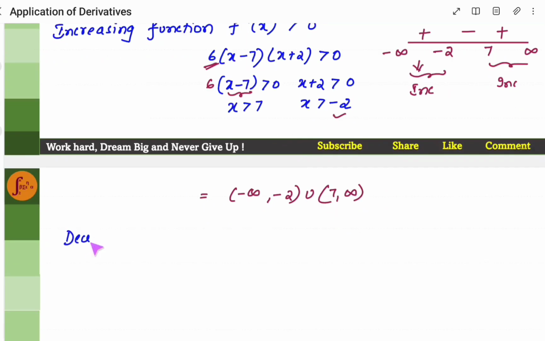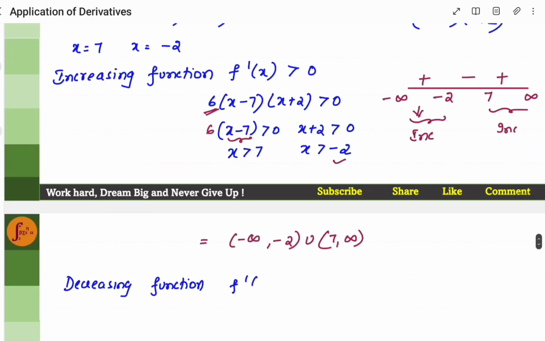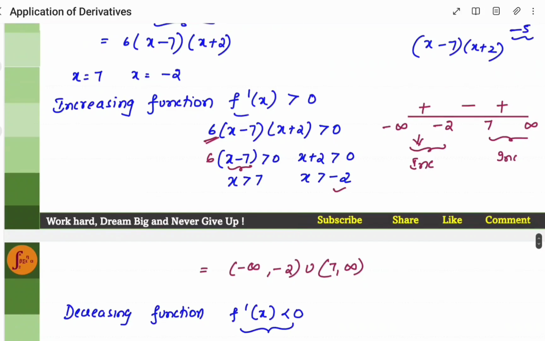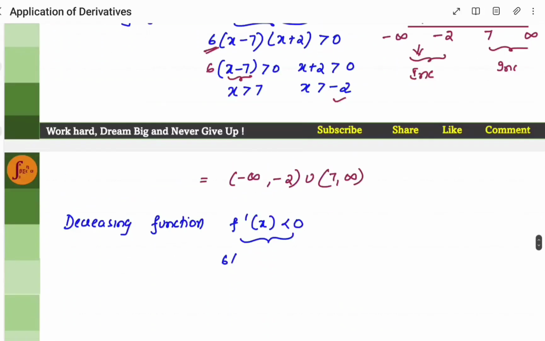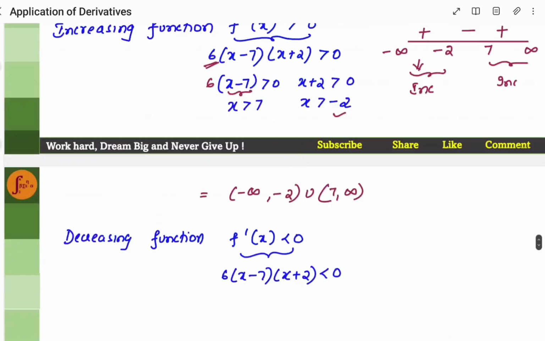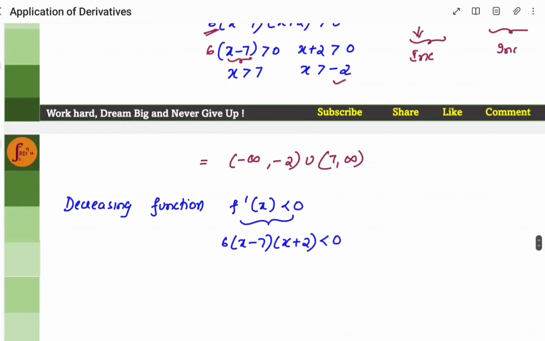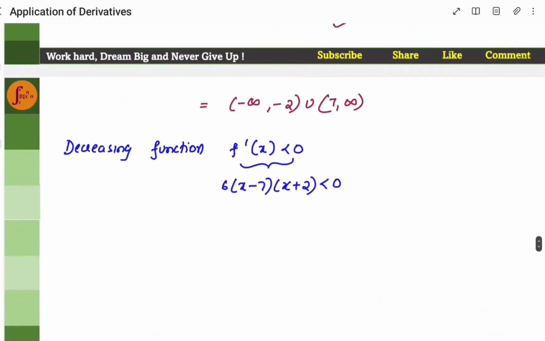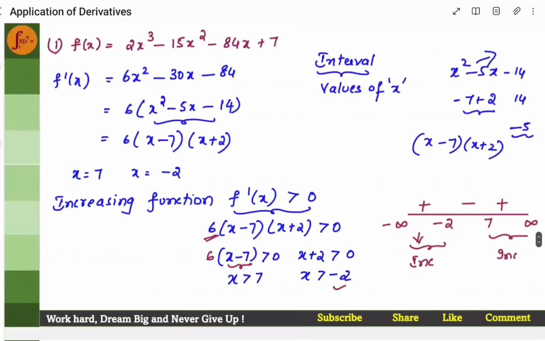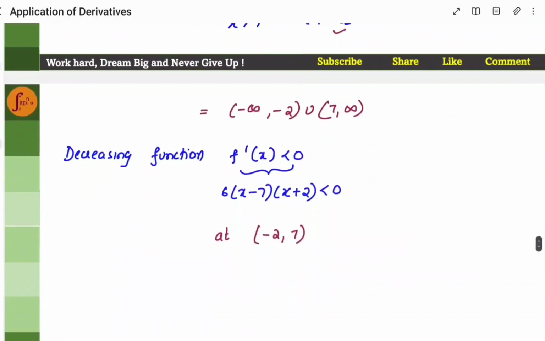Now similarly we'll have to do the decreasing function. What is a decreasing function? Derivative would be less than 0. This step is important. 6 into x minus 7 into x plus 2 less than 0. Just write down this step, then come to the wavy curve method. This is where it is decreasing. Wherever there is minus, that's where it's decreasing. Decreasing between minus 2 and 7. So the function is decreasing at minus 2 to 7.